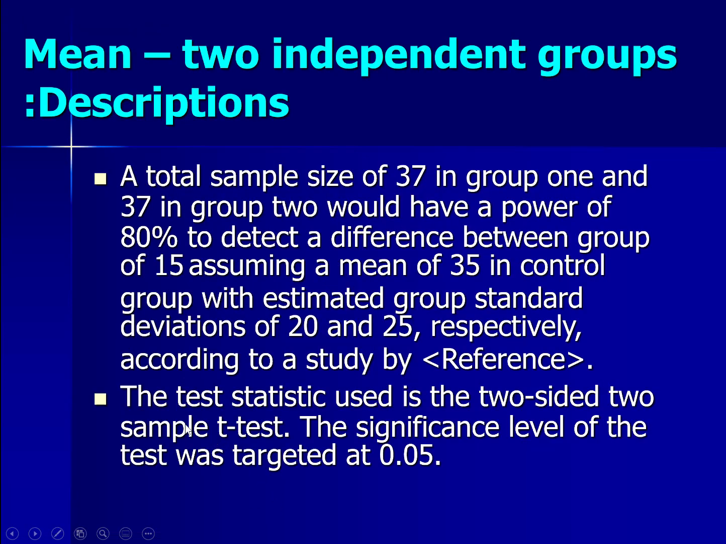Okay, and mention the statistical test, saying like the test statistic used is two-sided. Issues about one-sided or two-sided, one-tail or two-tail, we'll talk about in some class later in the future. And here is an example of the sentence about the sample size calculations. End up with this, and then two- or one-sided test, and at the end, the significance level of the test is what? Usually 0.05.